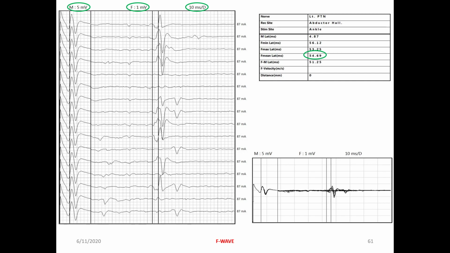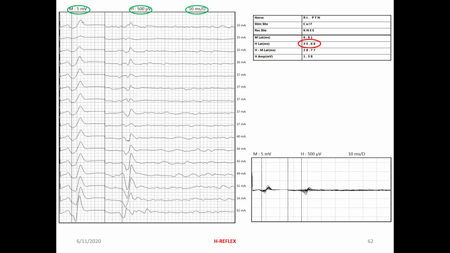Clear? Now, this is H-reflex. These all are M waves, and these all are H-reflexes. M you can see with 5 millivolt, and H-reflex you can see with 500 microvolt. Again this is the same horizontal sweep speed, 10 millisecond per division. So for lower limb, right posterior tibial, for H-reflex it should be up to 32.5 millisecond. Here it is more than that, that is 35.68. So definitely it is prolonged. So it is abnormal. It is suggestive of dorsal root pathology or dorsal root involvement. So for lower limb, F-wave is maximum 60 millisecond, and for H-reflex it is maximum 32.5 millisecond.